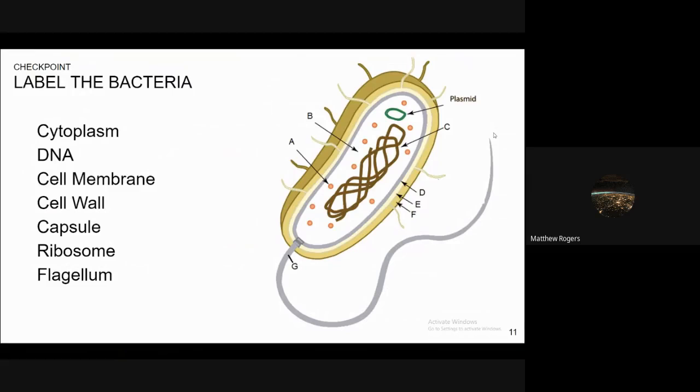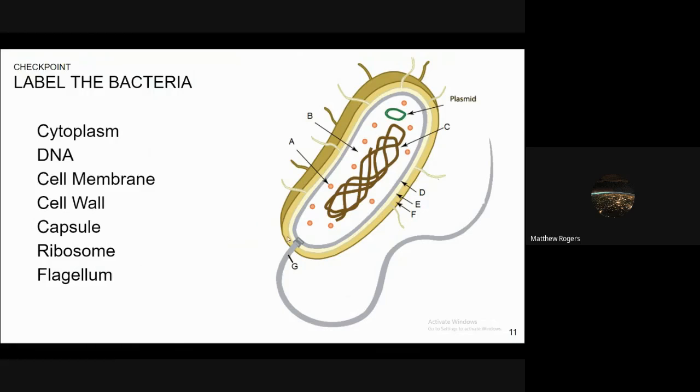So let's label this prokaryote real quick. So we have cytoplasm. Cytoplasm is going to be B, this area here. DNA, we got C. Cell membrane, this one gets a little harder. So I'm going to do D. This is the cell membrane on the inside, this little blue line here. On the outside of that cell membrane, something we'll talk about in a couple minutes here is the cell wall. Kind of goes right here.